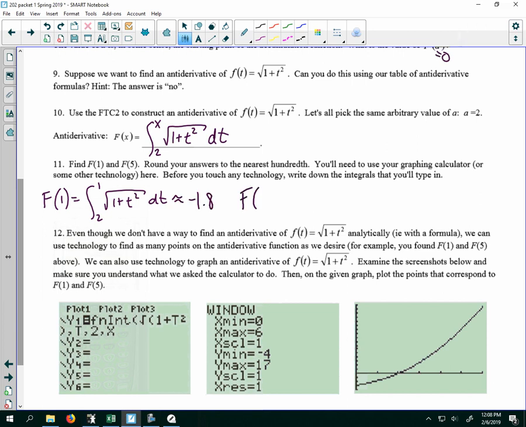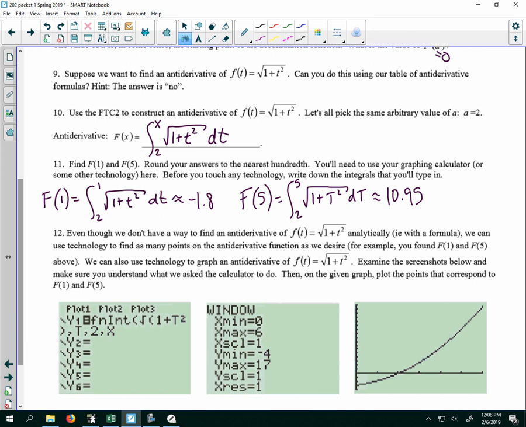And then F of 5 will be the integral from 2 to 5 of the square root of 1 plus t squared dt. And that comes out to approximately 10.95. So even though we don't have a way to find a formula for the antiderivative of radical 1 plus t squared, we can use technology to find as many points as we want on the antiderivative function. We found 2 just now, but you could find any one you want.